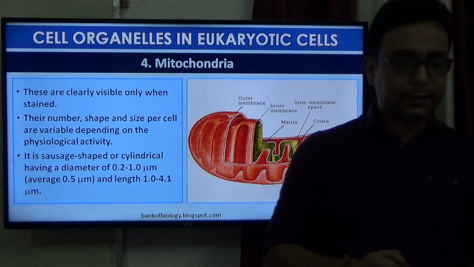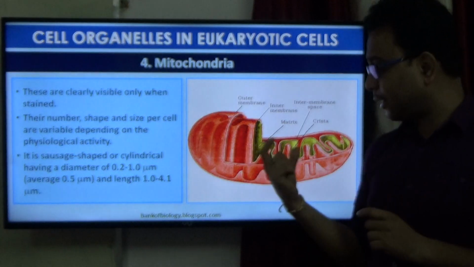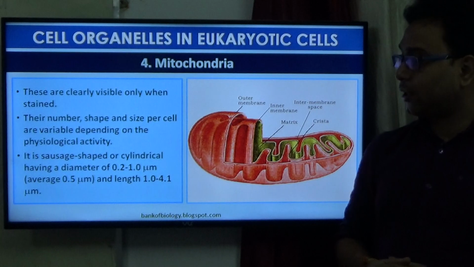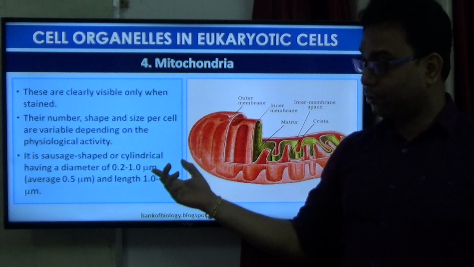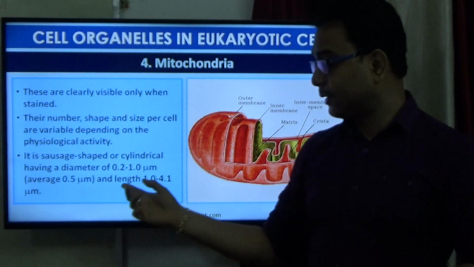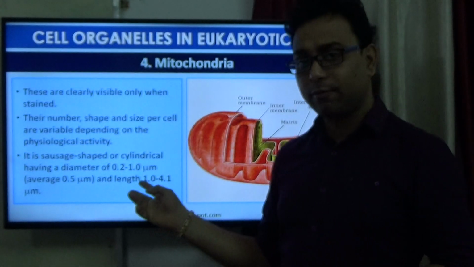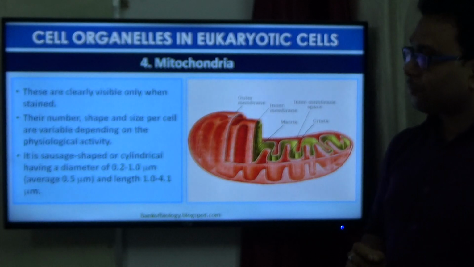But they are sausage shaped, like a cylindrical cell, and they have 0.2 to 1 micrometer in diameter and a length of 1 to 4.1 micrometer. That information is from NCERT, very important information.